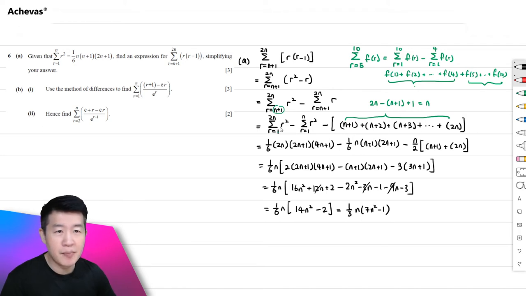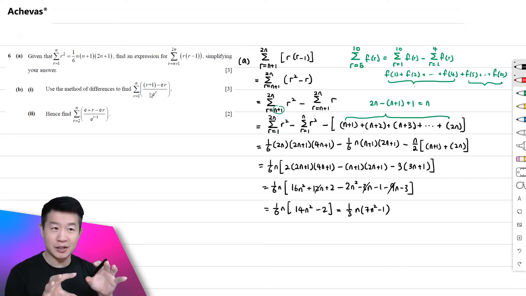Next, part B. Part B, we are supposed to be making use of the method of difference. And we are given one single expression. The method of difference never comes with just one single expression. And ideally, there should be one expression minus another expression. I've seen before that it is one plus another expression. Okay, never mind. I don't want to confuse you guys.